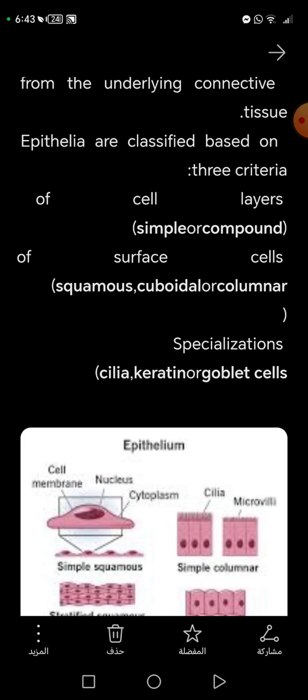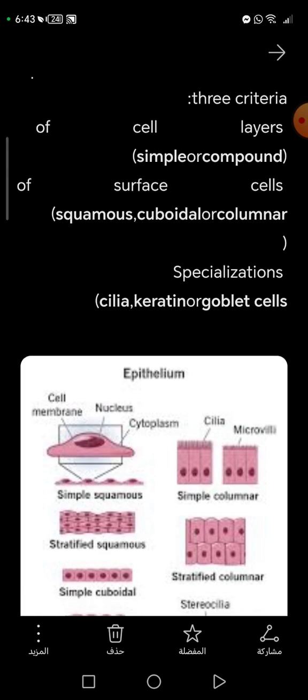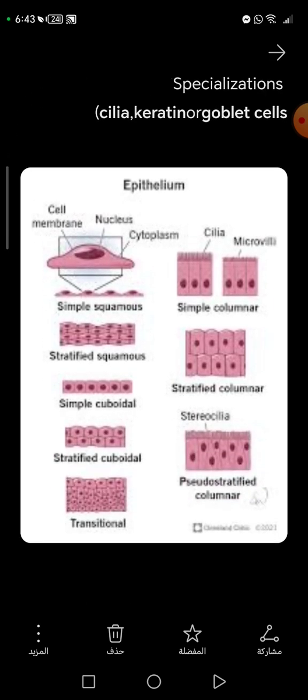For example, the skin has an outer layer called keratin. It's a dead layer. Or goblet cells. Goblet cells are cells which release mucin, which release mucus. We can say mucus is found, for example, in the intestine. So this is the classification of epithelial cells.